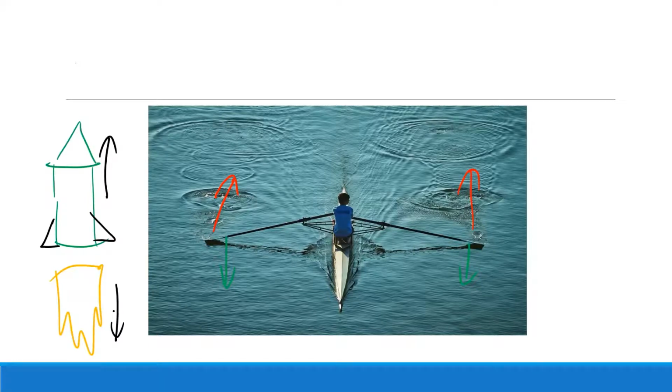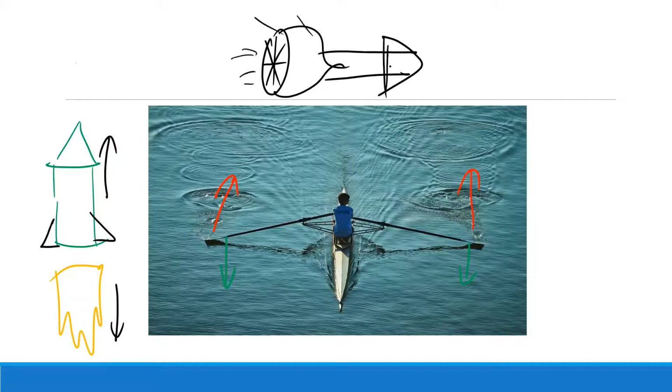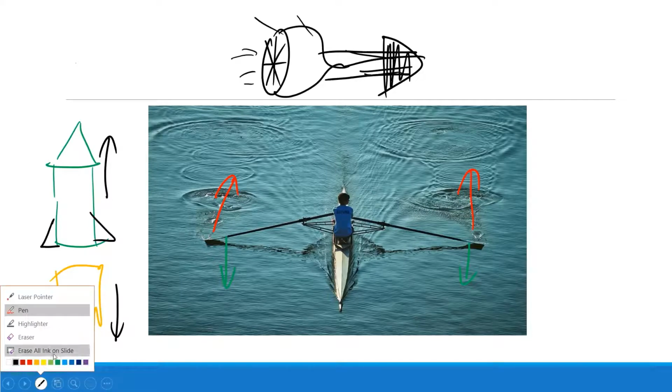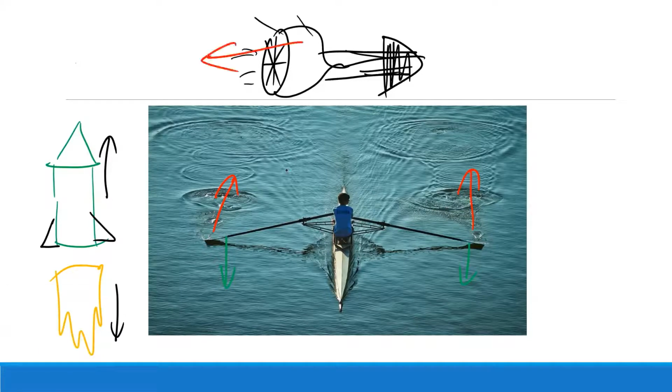And the last example would be something like a plane. A plane has air turbines, and what the air turbines do is they suck in air, and then they push the air out backwards. As that air gets pushed out behind it, it pushes the plane forwards. So here are three ways in which movement can happen. The first one, we're pushing water. The second one, we're pushing hot gas. The third one, we're pushing air.